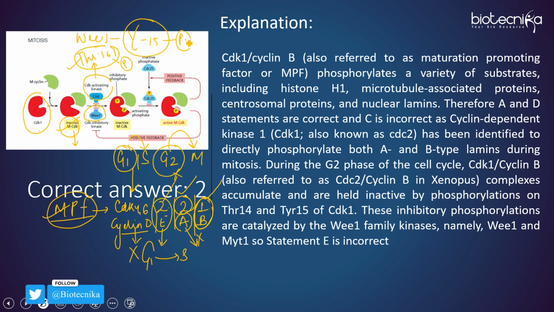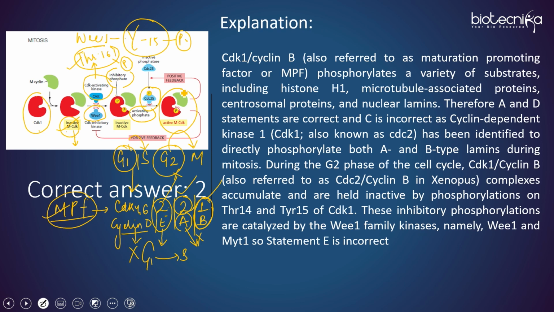So what happens in the next step? Here you can see the inhibitory phosphate that is added by V1 and the activating phosphate at the threonine 161 position that is added by CAK. In the next step, CDC25 phosphatase will come. And what is the function of phosphatase? To remove any phosphate group. So it will remove the phosphate group from the tyrosine 15 position because this was added by V1 and that was an inhibitory phosphate. And now the MCDK will be fully activated.